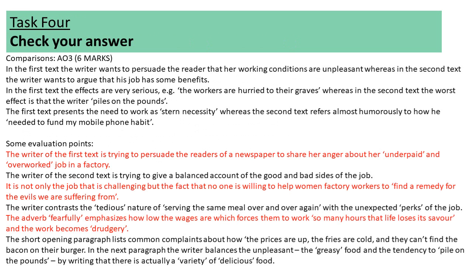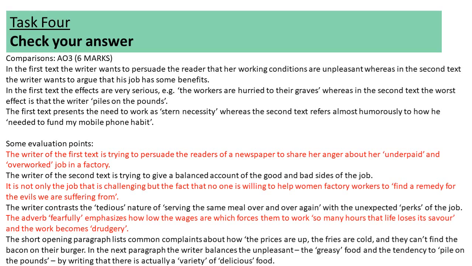And so the last thing you need to do for this lesson is check your answer. So we're looking at comparisons, AO3, and also evaluation, AO4. This is the kind of thing you need to write. In the first text, the writer wants to persuade the reader that her working conditions are unpleasant, whereas in the second text, the writer wants to argue that his job has some benefits. In the first text, the effects are very serious. For example, the workers are hurried to their graves, whereas in the second text, the worst effect is that the writer piles on the pounds. The first text presents the need to work as stern necessity, whereas the second text refers almost humorously to how he needs to fund his mobile phone habit.